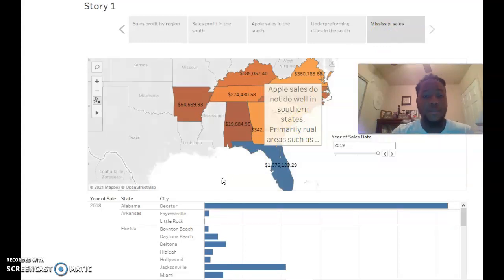So, in my thesis, I think that our electronic products should not be pushed so much into these states. Now, our option is to either A, not focus on Apple sales and focus on other products, or B, put more advertising into these areas so that we can sell more of our Apple products.